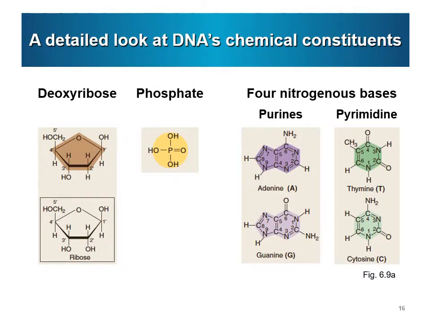Here are the chemical structures of all the chemical constituents of DNA. Deoxyribose, which is the first group here, phosphate, and then 4 different nitrogenous bases, which are divided into 2 subgroups, purines and pyrimidines. Purines are adenine or guanine, and the pyrimidines would be thymine or cytosine. And as we remember, guanine and cytosine are complementary, and adenine and thymine are complementary.